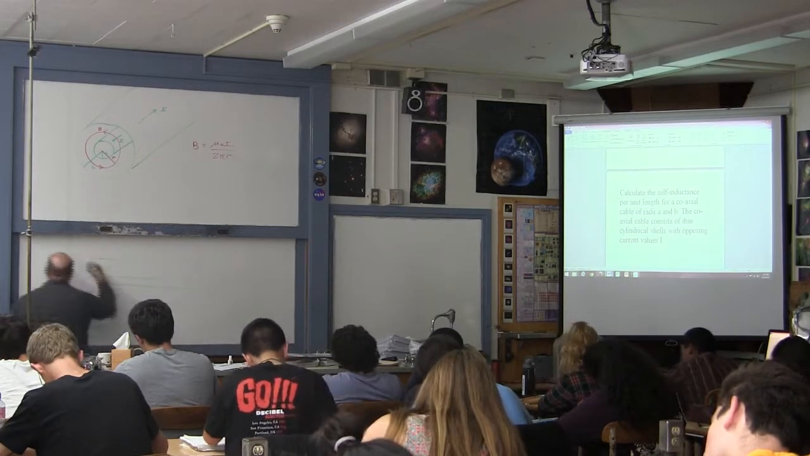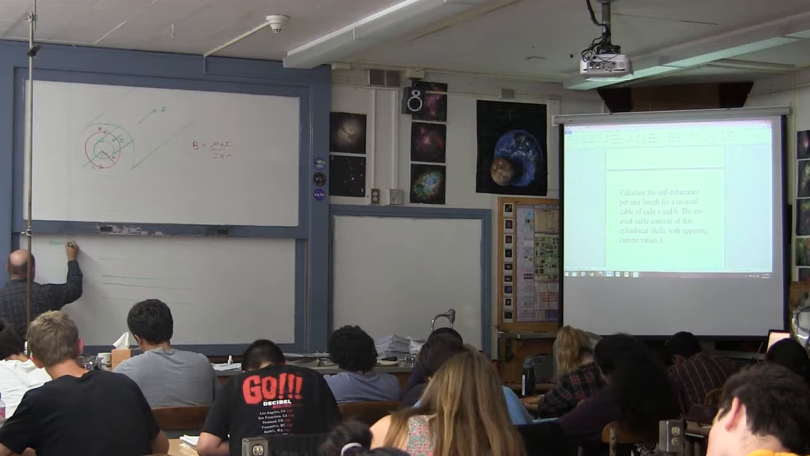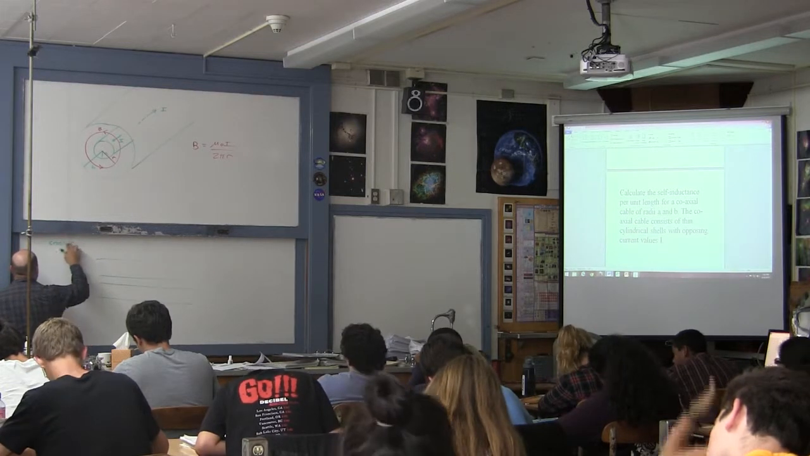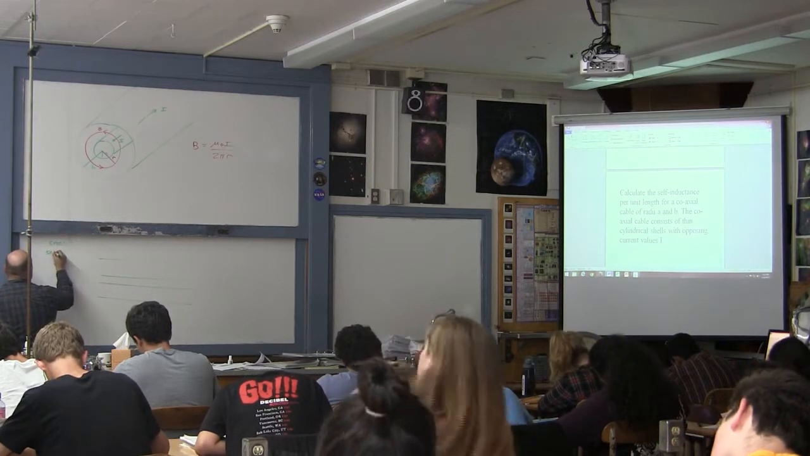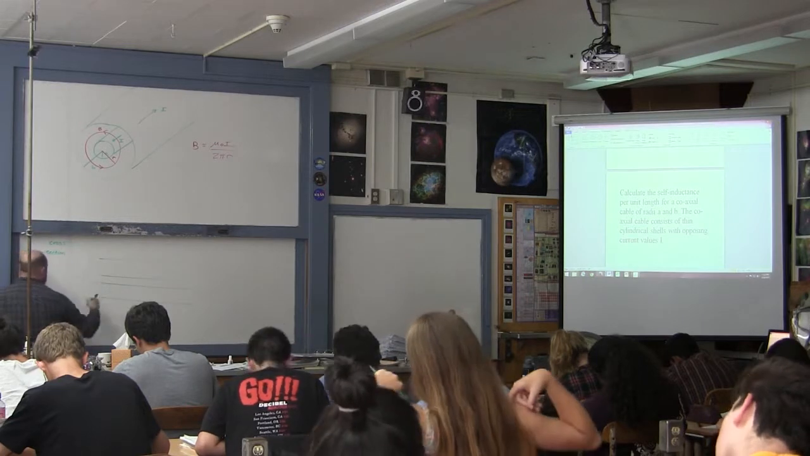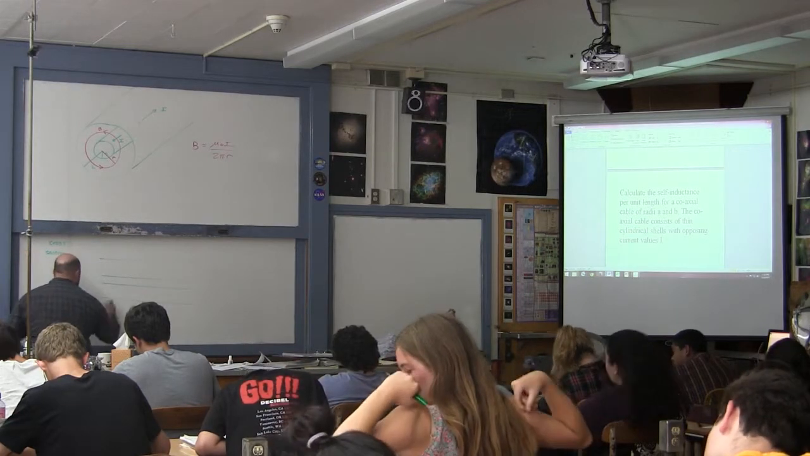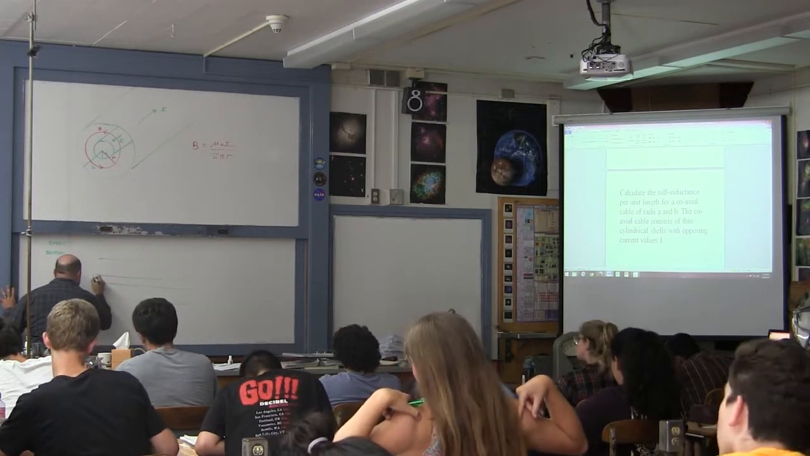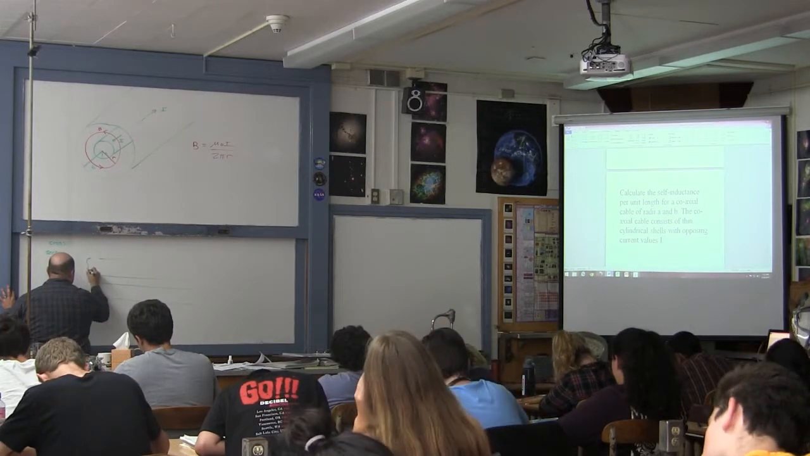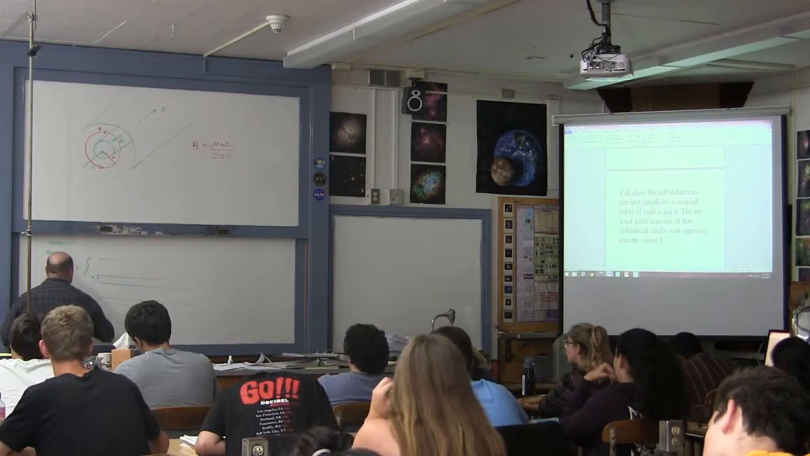So here's the coax in cross-section. Let's cross this section. So what is what here? Okay, well, this distance here is small a. This distance here is small b.